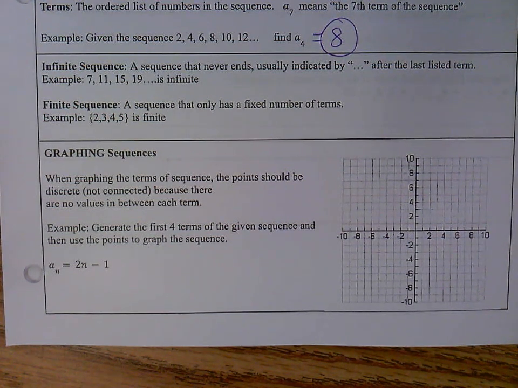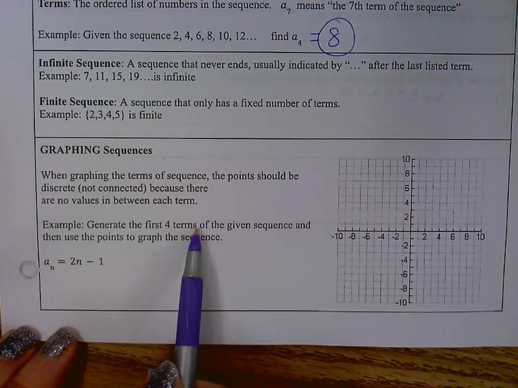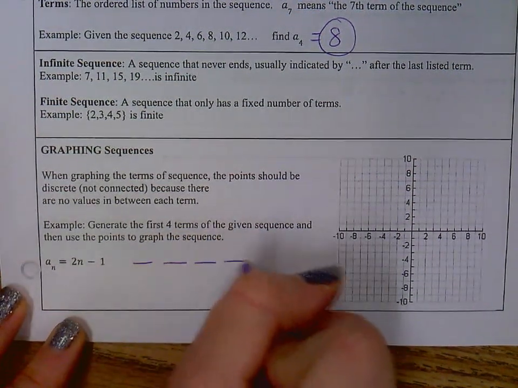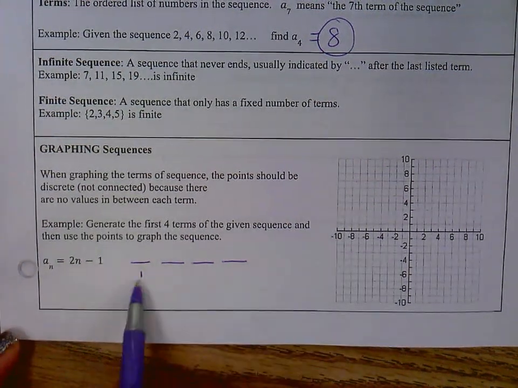That's why in Unit 1, when you guys weren't connecting your dots to make a line, I was saying, please make sure that you connect the dots because every single point on here is part of this function. This time, we're not going to connect them. So it says generate the first 4 terms and then use the points to graph the sequence. So let's first generate what are my first 4 terms of this sequence. When I plug in 1, what do I get?